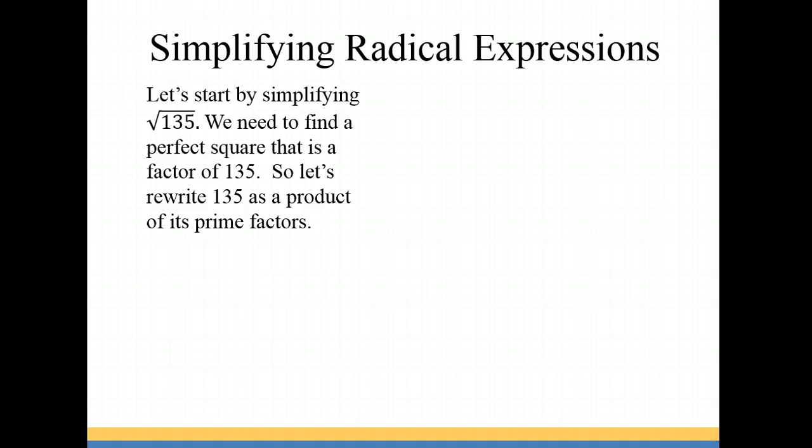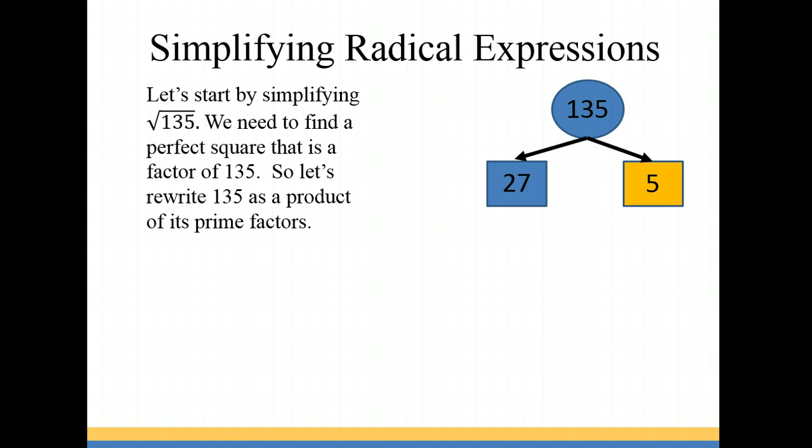We need to find a perfect square that is a factor of 135. So we're going to do that by rewriting 135 as a product of its prime factors. Starting with 135, we're going to look for a prime number that goes into 135 evenly. And I'm using 5. 5 goes into 135 27 times. 5 is a prime number, 27 is not.